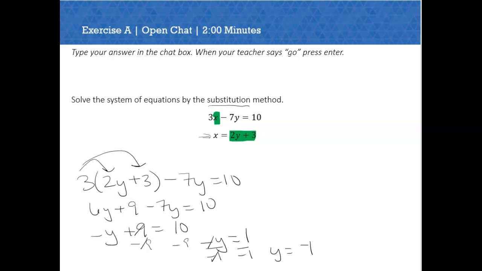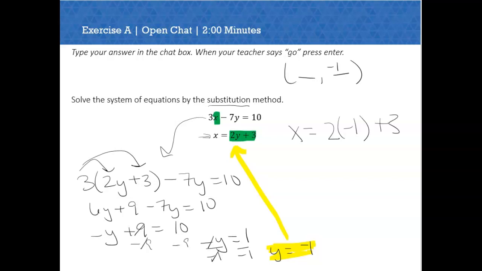So that's part of our solution. Remember, the solution should be an ordered pair, x, y. So we have the y. Now that we have the y, we can take this, y equals negative 1, and take it back here and substitute that in. A lot of people get this first part right, but then forget to get the x. So x equals 2 times negative 1 plus 3. x equals negative 2 plus 3, so x equals 1.